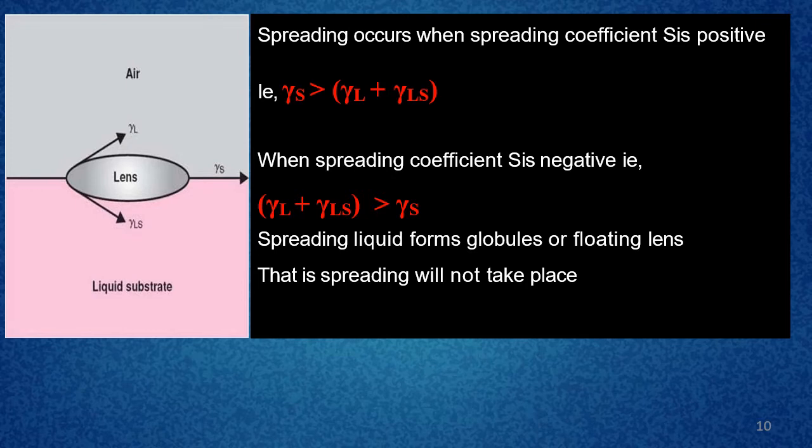With the help of this example, you can see over here, the lens spreading occurs when the spreading coefficient is positive, that is gamma S is greater than gamma L plus gamma LS. When the spreading coefficient is negative, that is gamma L plus gamma LS is greater than gamma S, spreading liquids form globules or floating lenses, that is spreading will not take place.